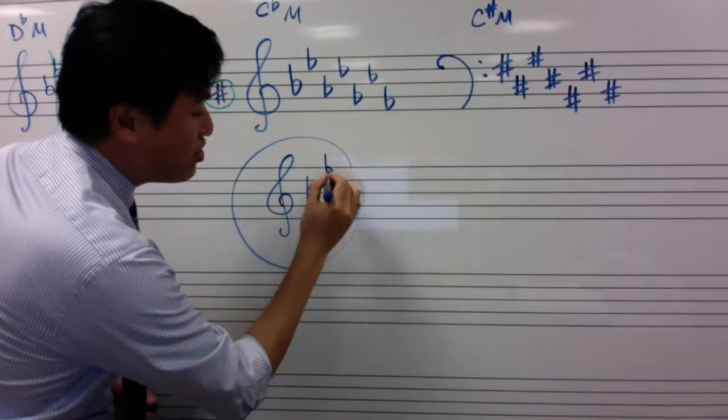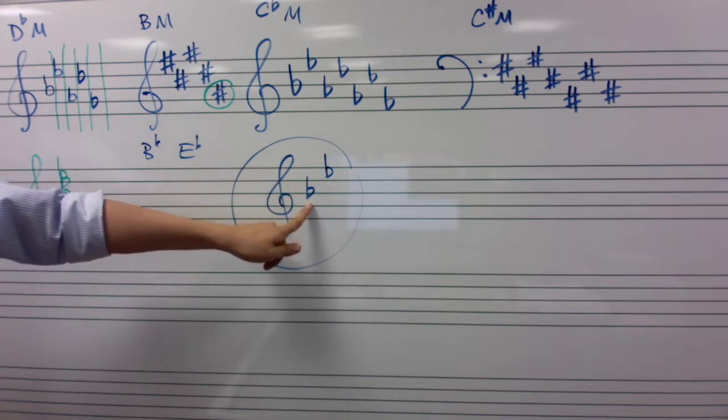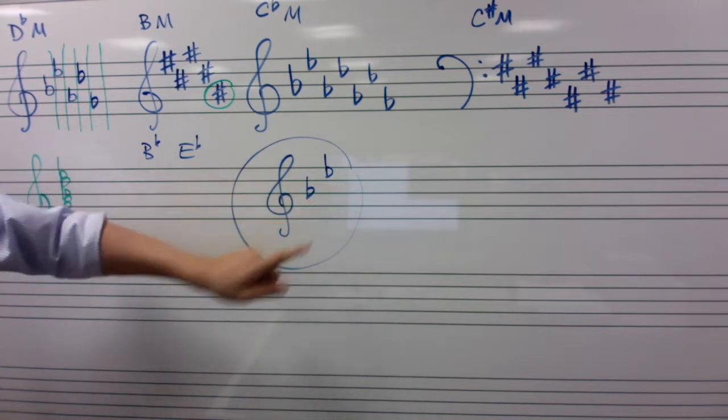You can also double check your work here. You have two flats. If I look at the second to last flat, it's B flat. That means that it's a B flat major scale. Okay, this is the key signature.